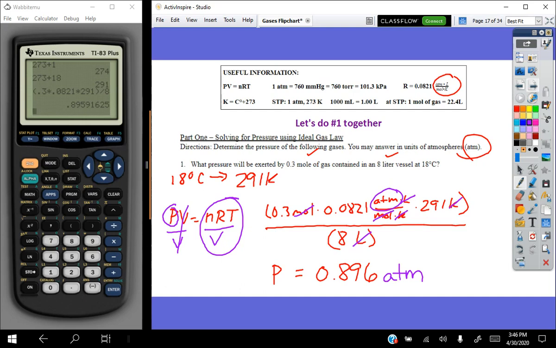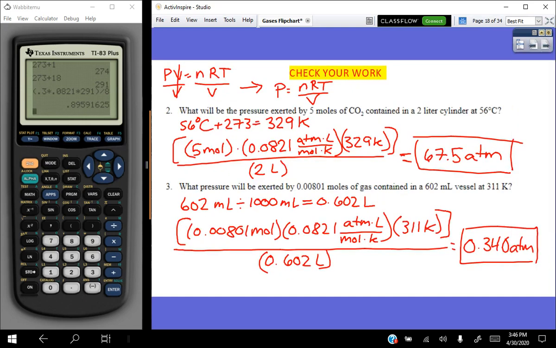Welcome back. Here we are. Same setup, nRT over V. You did have to convert temperature into Kelvin for number 2, and it has the exact same setup. Moles times R times the temperature divided by 2 liters. We would have gotten an answer of 67.5 atmospheres. For the third problem, you had to convert milliliters into liters and then put that in your denominator. So make sure you convert first. It's very important so that the units end up in the correct place.